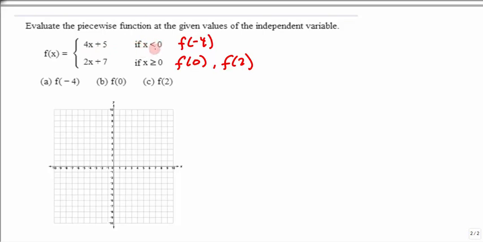So I'm going to go ahead and graph 0, even though it says less than 0, and put a hollow point there. So if I look at 0, 4 times 0 is 0, 0 plus 5 is 5. And that's a hollow point because I can't actually reach that value.